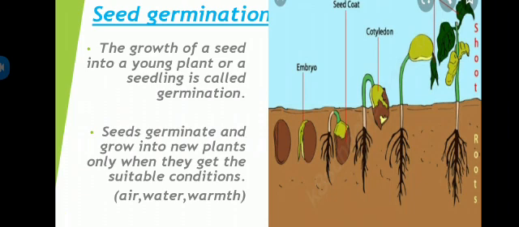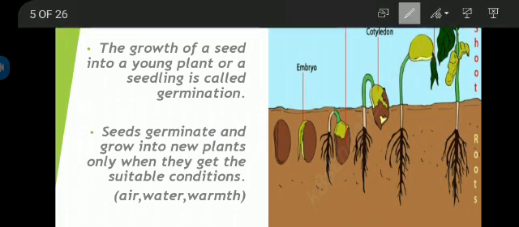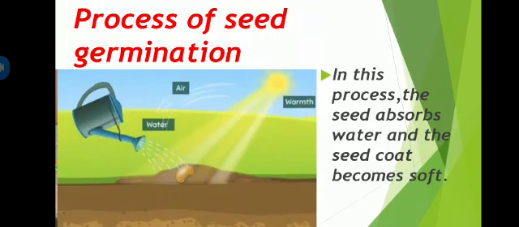Seeds germinate and grow into new plants only when they get suitable conditions, that is air, water and warmth. That means when they get proper conditions, that is air, water and warmth, the seed can germinate. Okay. So what is the process of seed germination? I've already discussed the requirements, that is air, water and warmth. They are the requirements for a seed to germinate.